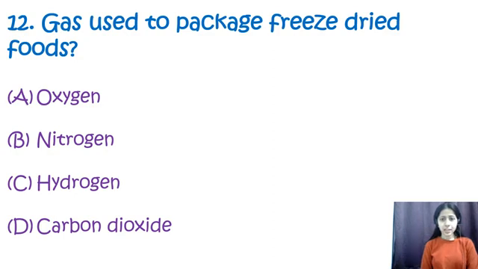Question number 12. Gas used to package freeze-dried foods. Option A oxygen, B nitrogen, C hydrogen, and D carbon dioxide. So the correct option is option number B, that is nitrogen. To package these freeze-dried foods, nitrogen gas is used.